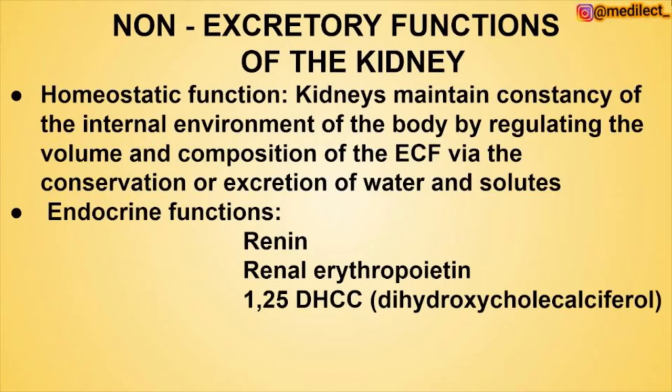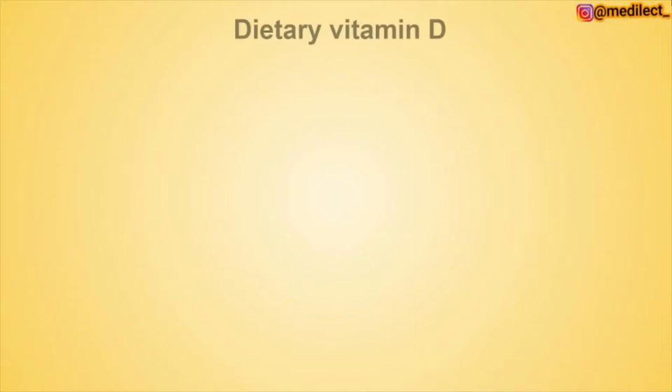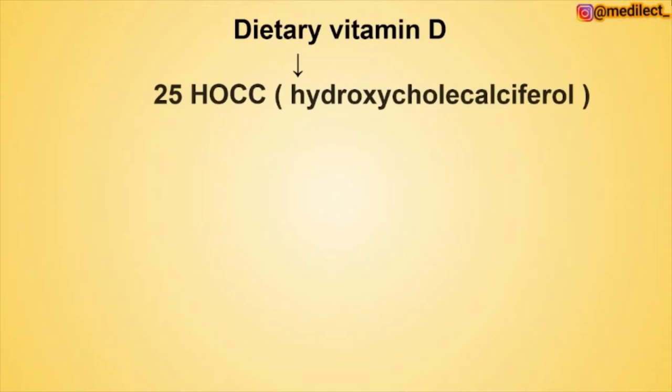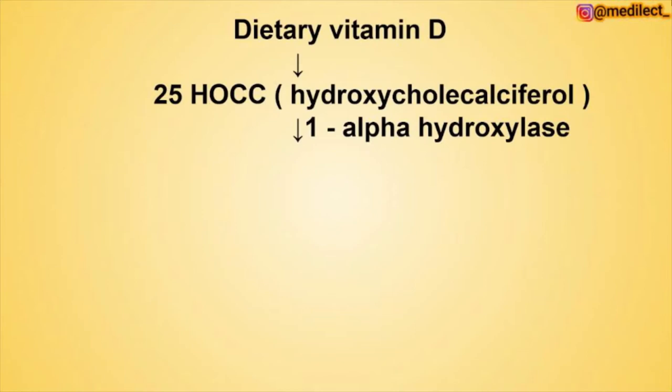Next is the dihydroxycholecalciferol. Now, how is this formed from the kidney? Look at this. First of all, whatever you eat, whatever vitamin D supplements you have, is converted to hydroxycholecalciferol, and then in the presence of the 1-alpha hydroxylase enzyme in the kidney proximal convoluted tubules, this hydroxycholecalciferol is converted to dihydroxycholecalciferol, which is the biologically most active form of vitamin D.